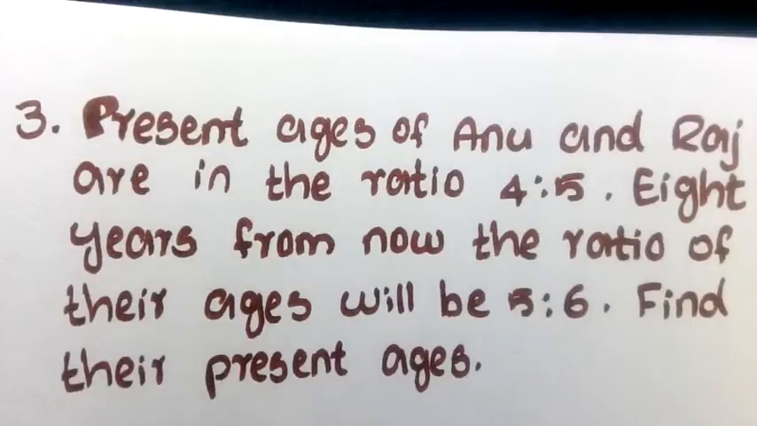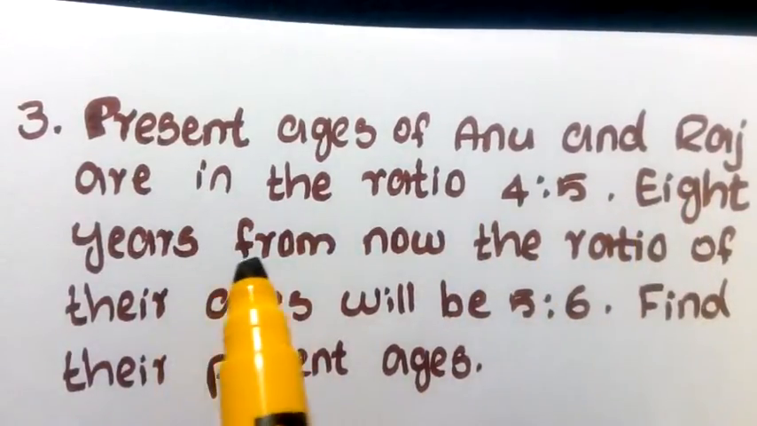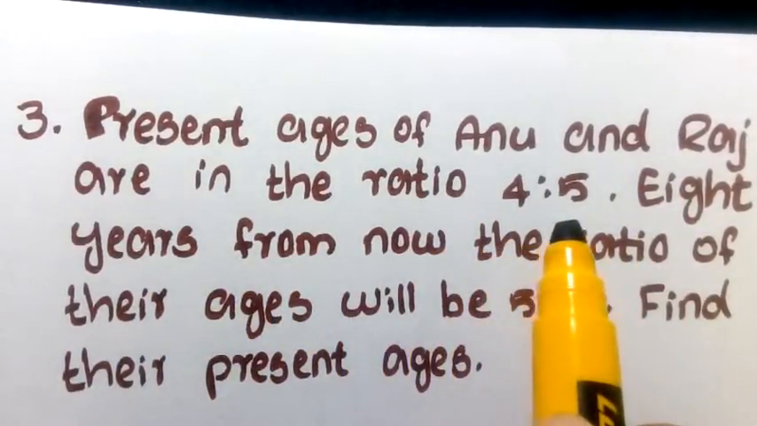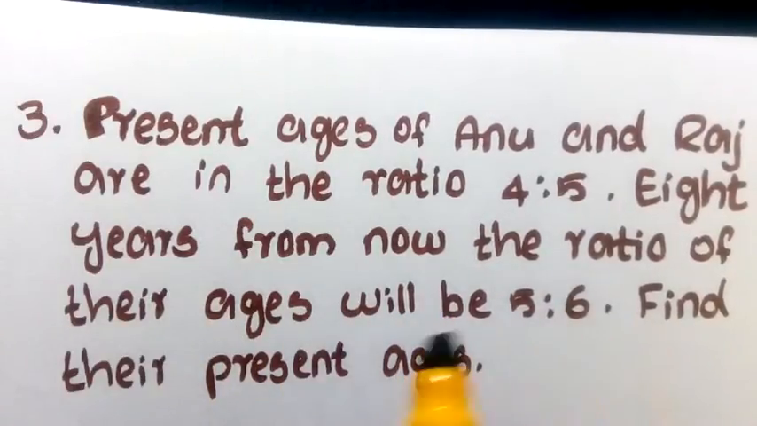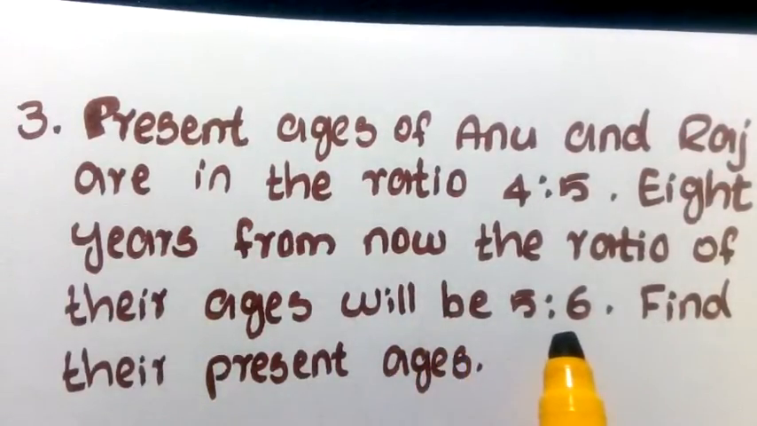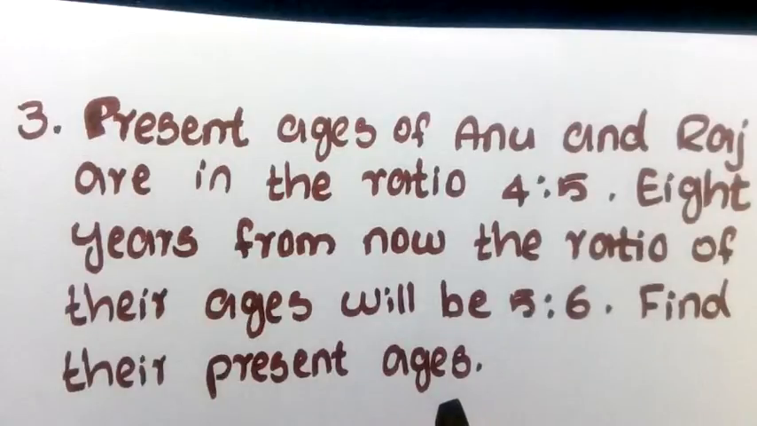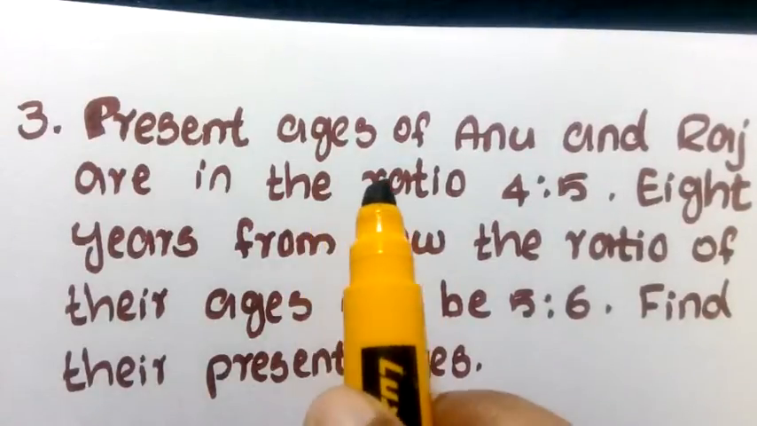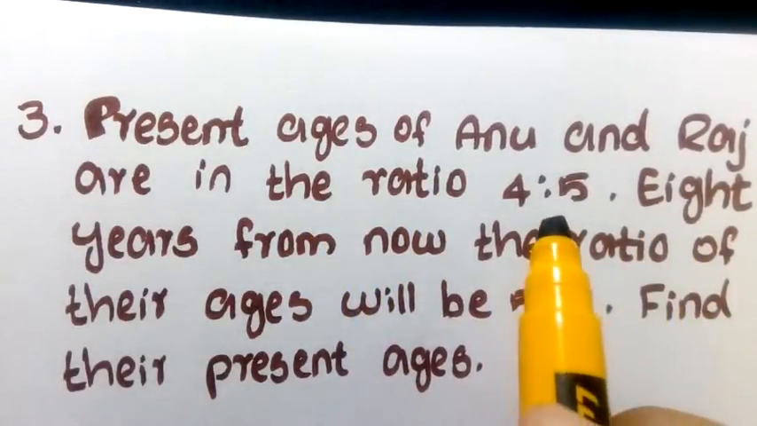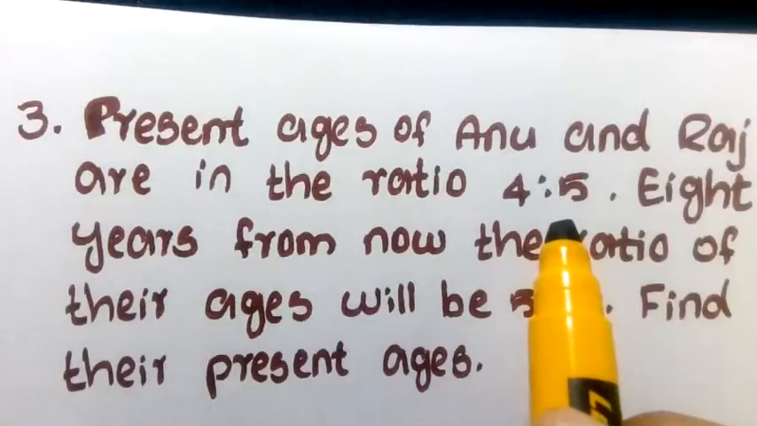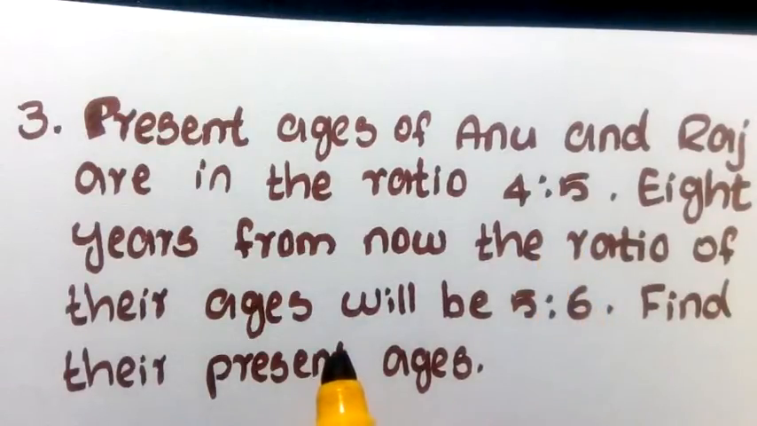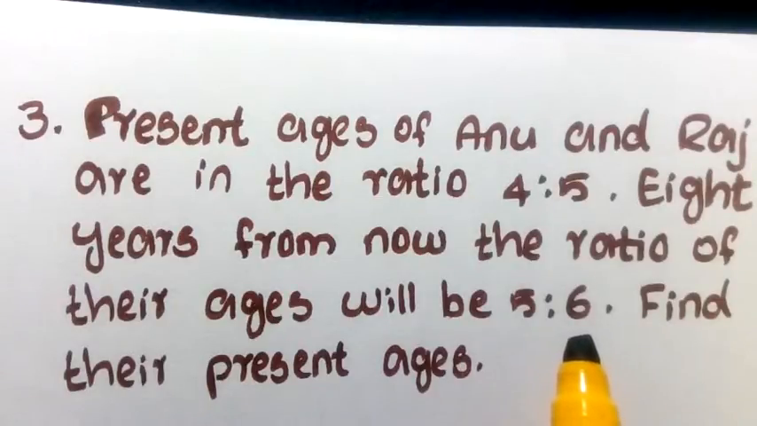Third question. Present ages of Anu and Raj are in the ratio 4:5. 8 years from now, the ratio of their ages will be 5:6. Find their present ages. In this question, we have two conditions. First condition is the ratio of present ages of Anu and Raj. It is 4:5. The second condition is the ratio of their ages after 8 years. It is 5:6. We need to find their present ages.